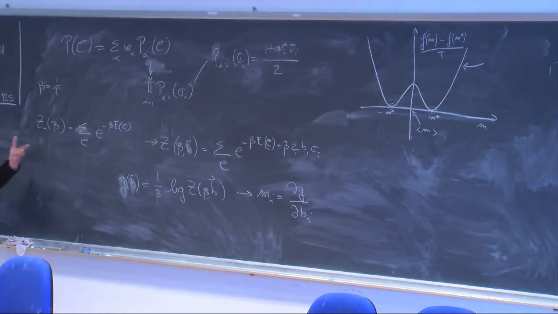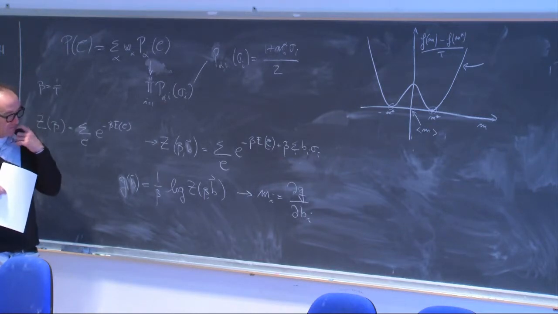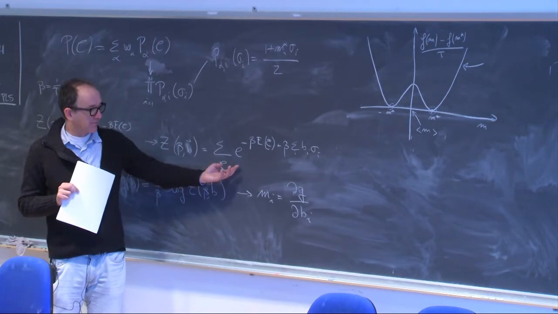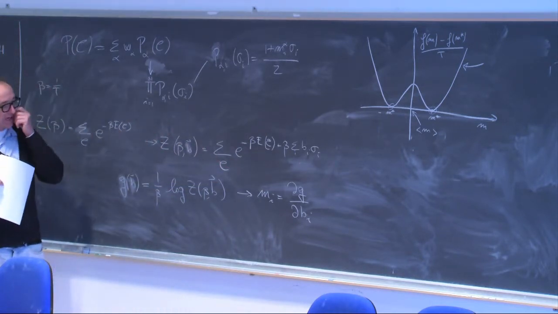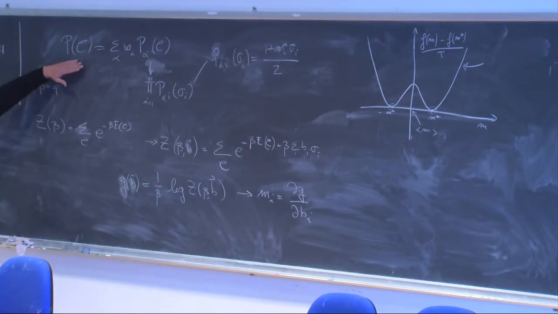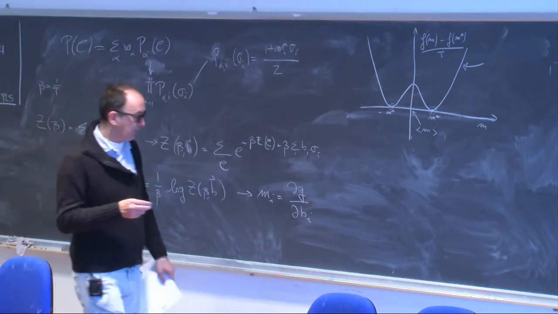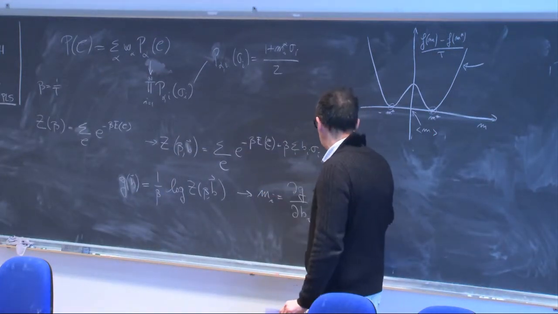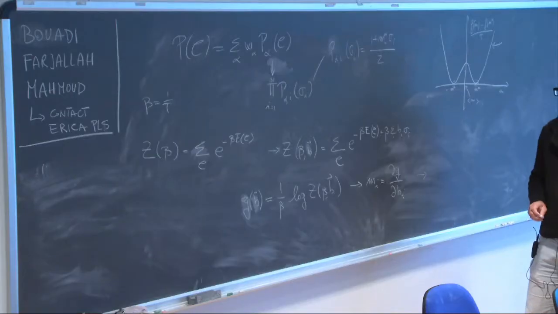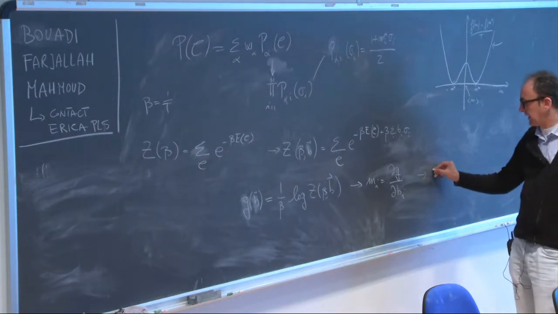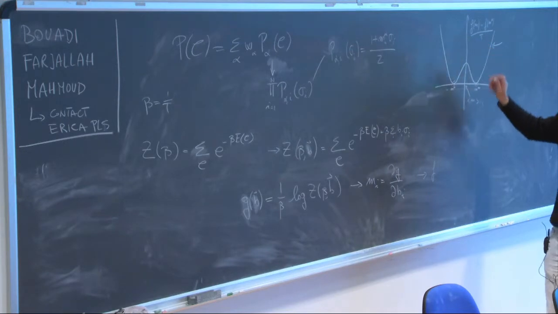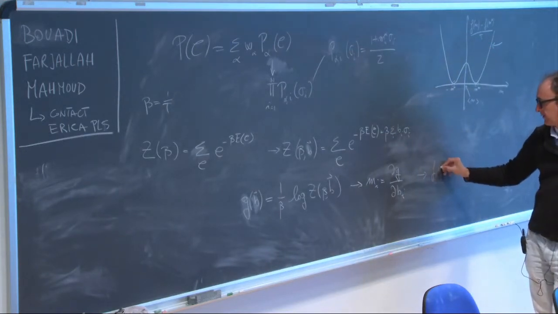Now the problem is that here I'm summing over all the configurations, and the probability with which I'm weighting the configuration is not given by the pure state. So, for example, one thing that I could compute from here is the free energy, the analogous of this thing as a function of the magnetizations.